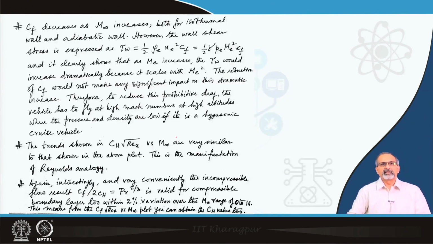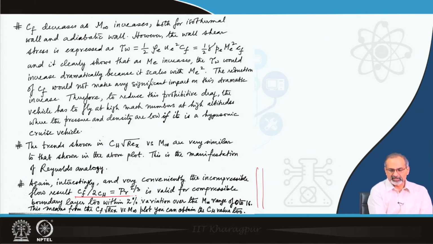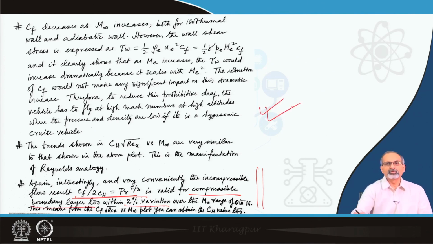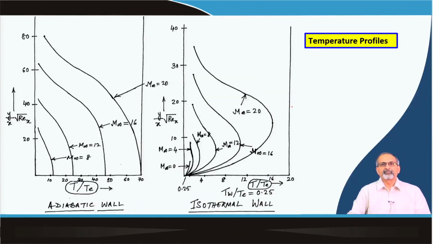These distributions helped us to compute the wall shear stress, or the skin friction, that occurs at the wall. As I said earlier, there was a very interesting relation, Cf by 2 Ch equal to Prandtl number raised to the power of 2/3, which was found to be valid even for a compressible boundary layer within about a 2% variation. So, it is a good time for you to recapitulate all these facts which we left behind in the earlier week, week 4. You may be able to recall these graphs as well, which are extremely important.